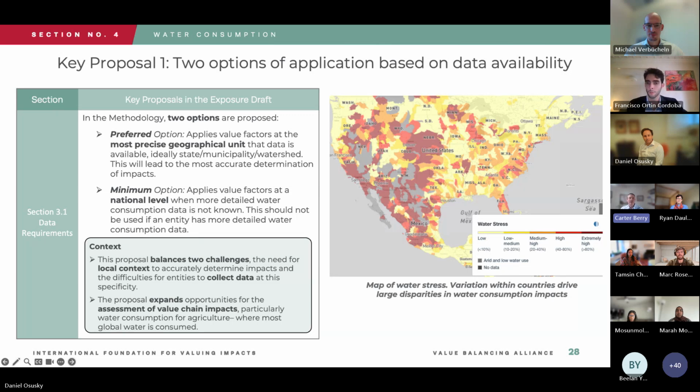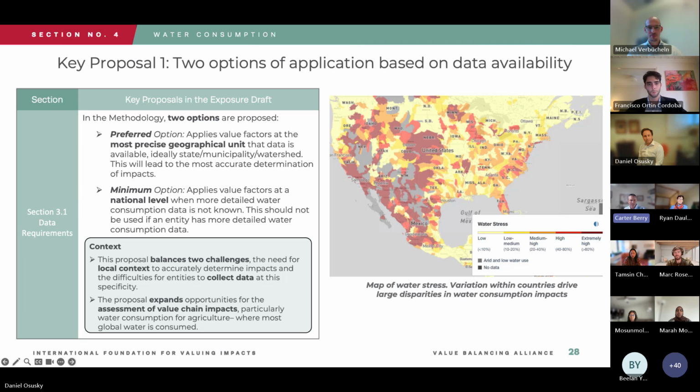But on the other side, the minimum option, or the alternative option, when that level of detail is not known, we have national level value factors. So the methodology can be applied at a country level when higher level detail isn't known. And again, this is really trying to balance this trade-off that we're describing here. And it's a reality of the situation of this local context versus data availability.